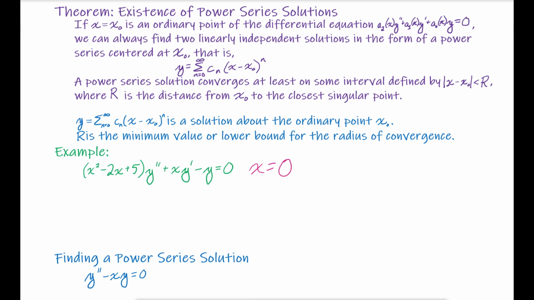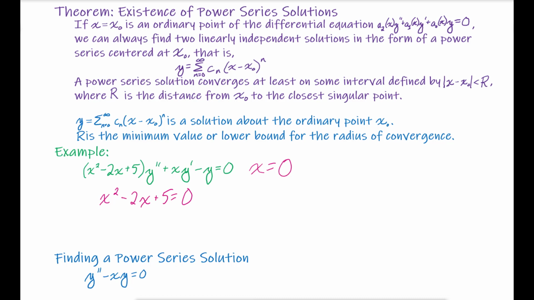So I need to find the values of x that are singular points for this differential equation. Again, noticing the coefficients on the y prime and the y term, I know that all I need to do is find out when the coefficient on the y double prime is going to be equal to 0. So I'm going to set that equal to 0 and solve for x. So we have x squared minus 2x plus 5 equals 0.